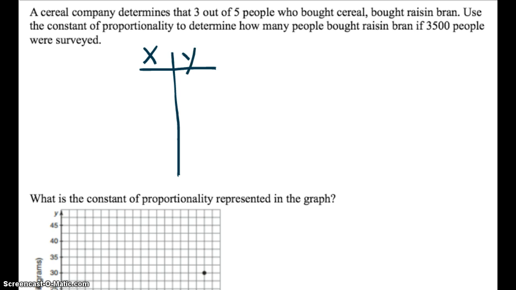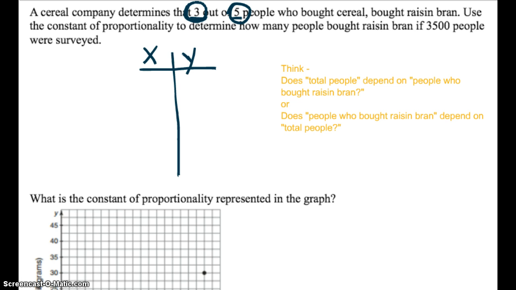We have 2 different units. We know that 3 out of 5 people who bought cereal bought Raisin Bran. So we're working with people who bought Raisin Bran and then total number of people. So we have to figure out what's going to be our X and our Y. What is our independent and dependent variable? So here's where you have to ask yourself, does the total number of people depend on the people who bought Raisin Bran, or does the people who bought Raisin Bran depend on the total people?